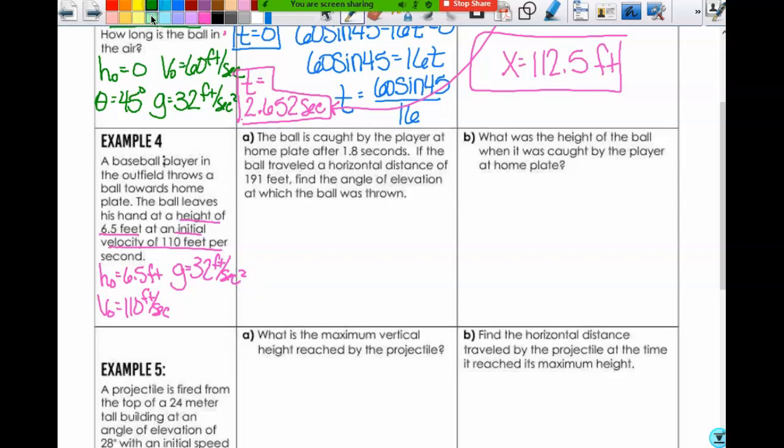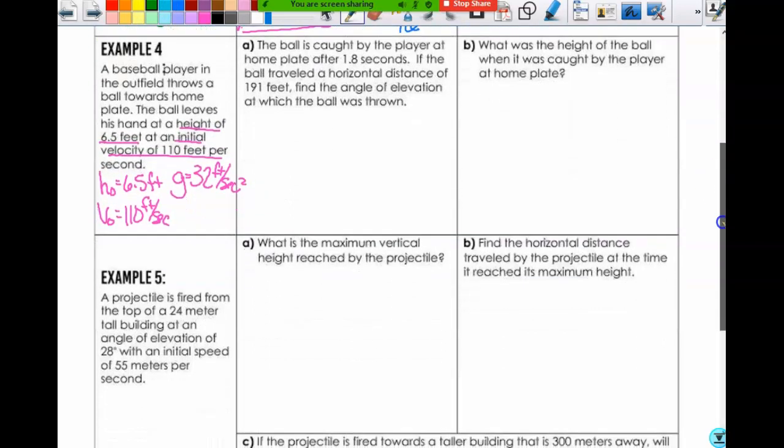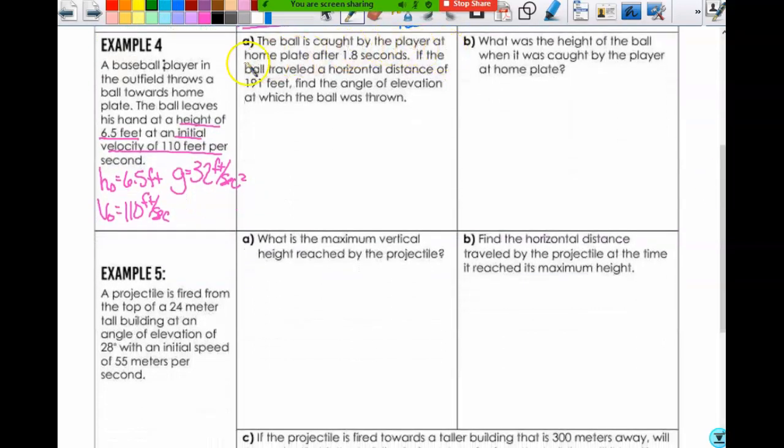So then it says, the ball is caught by a player at home plate after 1.8 seconds. T equals 1.8. If the ball traveled a horizontal distance of 191, that means the horizontal distance x is 191. Find the angle of elevation. Theta is what we're looking for.